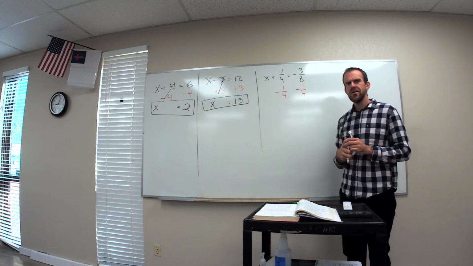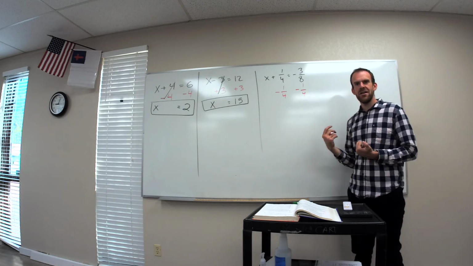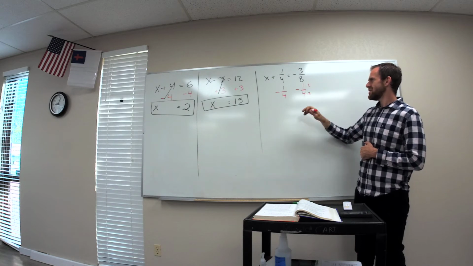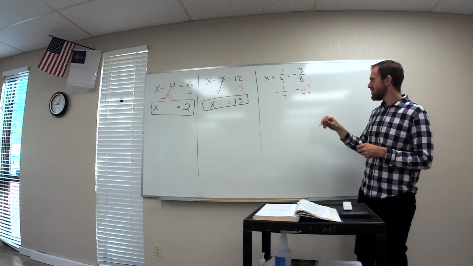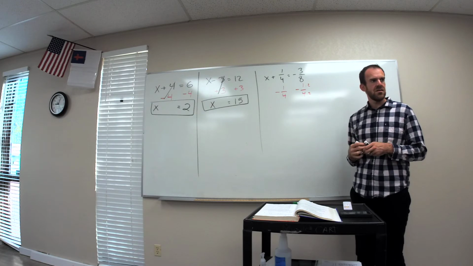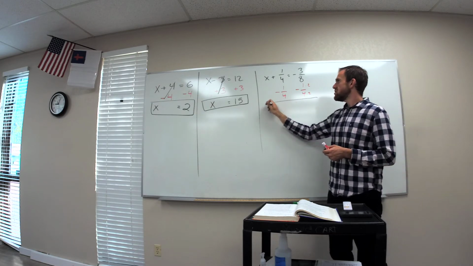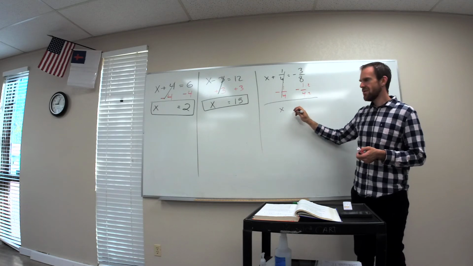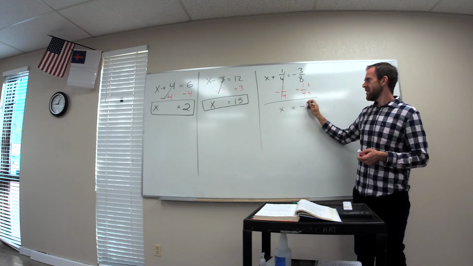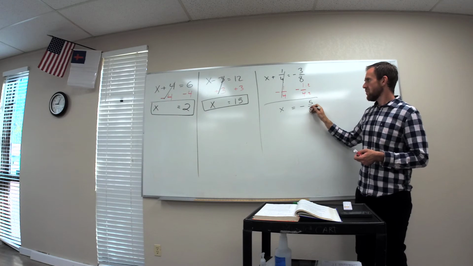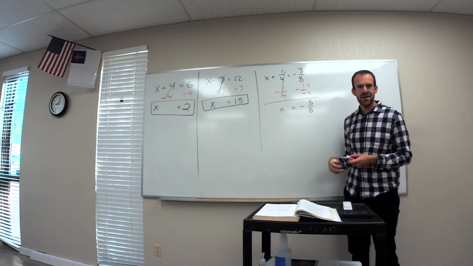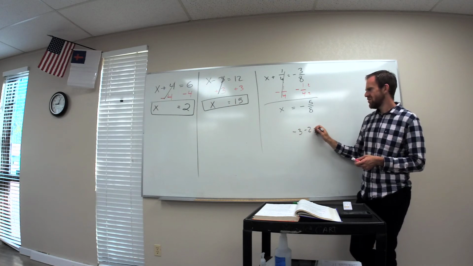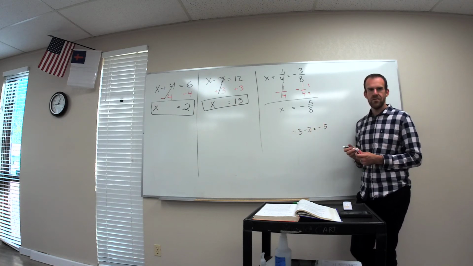Now, these are hard. How do I subtract those? I need a common denominator. So 1/4, if I multiply that by 2 on the top and bottom, is the same as 2/8. So I have x here. These cancel out. What's negative 3 minus 2? Negative 5. They're both negative, so I keep the sign, but I add the numbers. Right, negative 3 minus 2, negative 5.